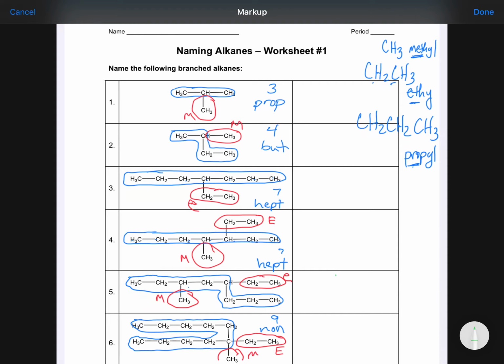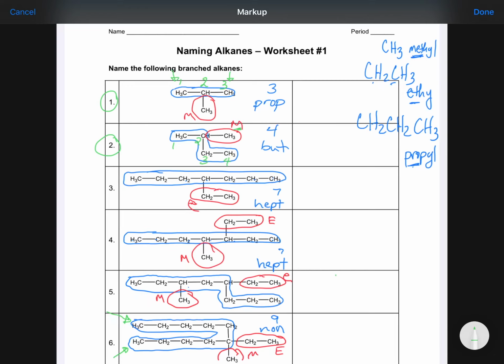We want to start numbering from the end, so we could start numbering from this end, or we could start numbering from that end. We need to start numbering from the end that has the closest branch. So in this one, number one, it doesn't really matter because the branch is right in the middle. So we have 1, 2, 3. There, I've numbered my carbons. On number 2, the branch is this methyl group here, and if I start numbering from this side, that's 1, 2, 3, 4.